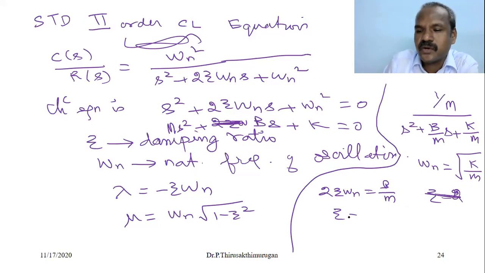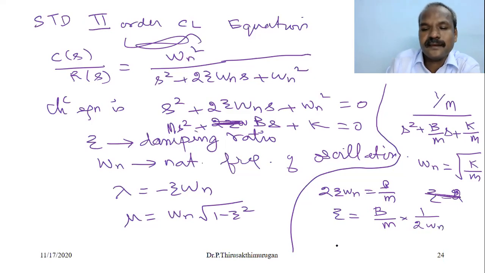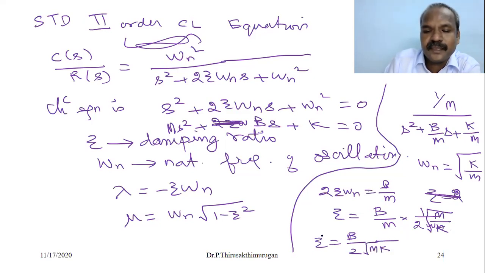So zeta equal to b by m into 1 by 2 omega n. Omega n is root k by m, so it is root m by k. If you bring m inside, then zeta is b by 2 root mk. You see, zeta is b by 2 root mk.